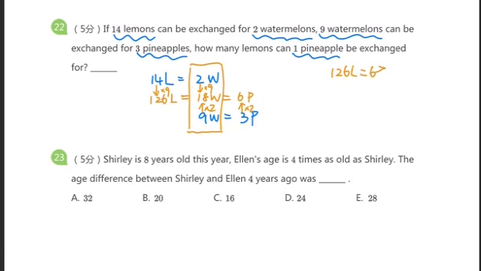So here what we need to do is to find out how many lemons equal 1 pineapple. So we can see 6 changes to 1, we divide it by 6. Same, we divide it by 6 on the left hand side. 126 divided by 6 should be 21. So the final answer for this question should be 21. And then let's move on to question 23.